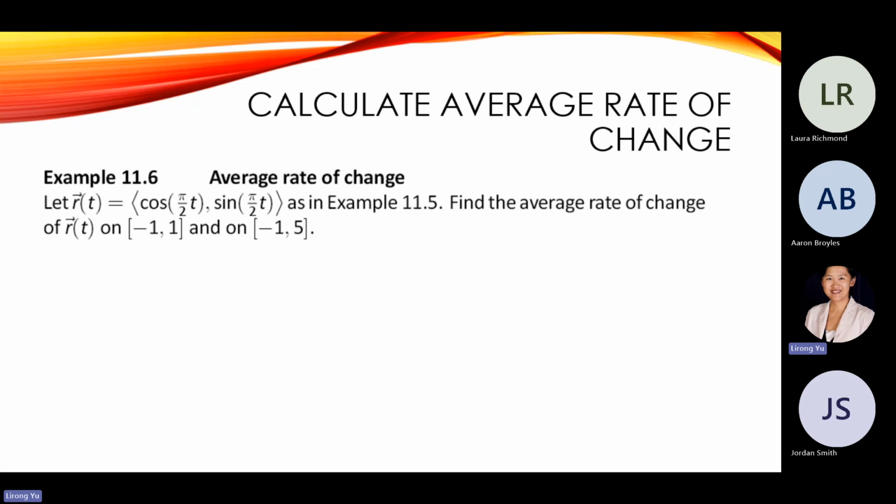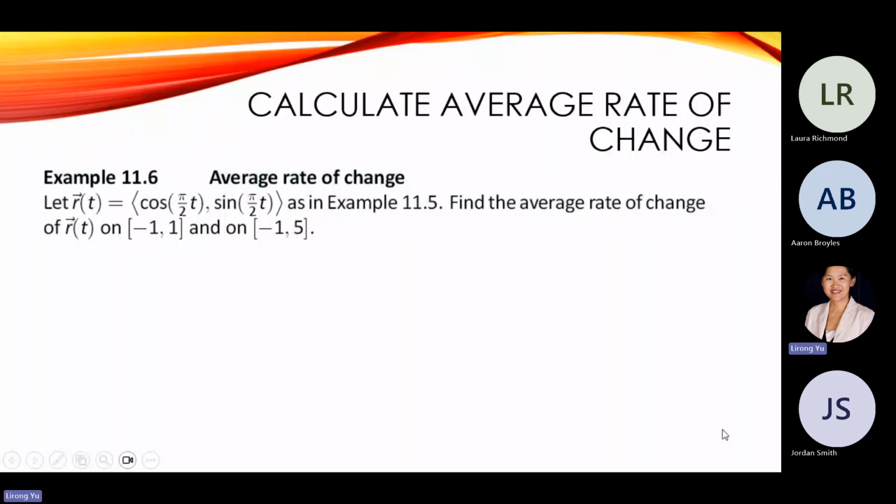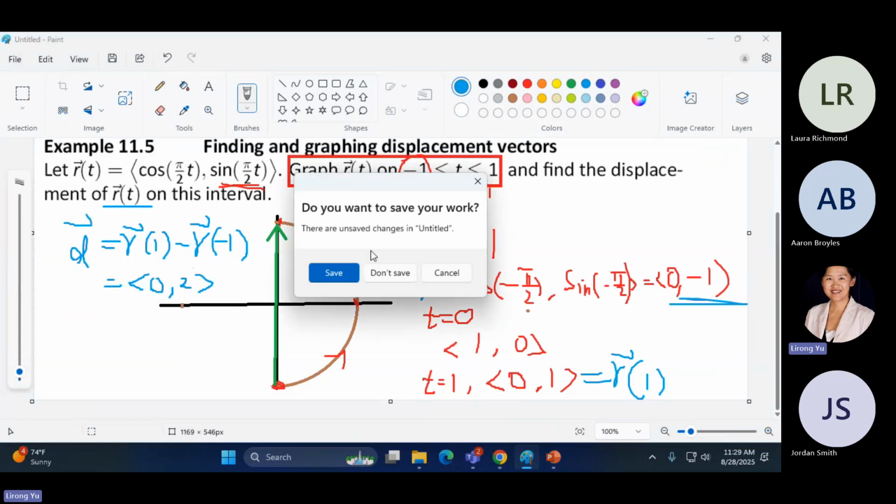Let's see the average rate of change. Obviously, the longer interval should have a smaller average rate of change. Let's see the calculation. Average rate of change represents average slope or average speed.